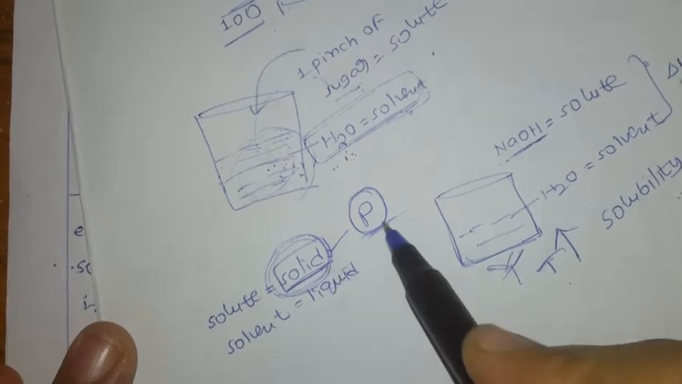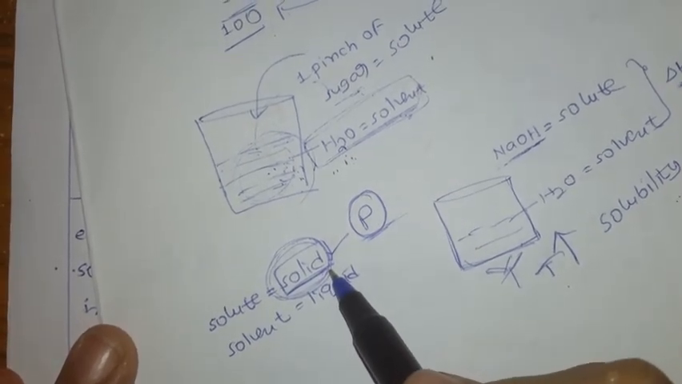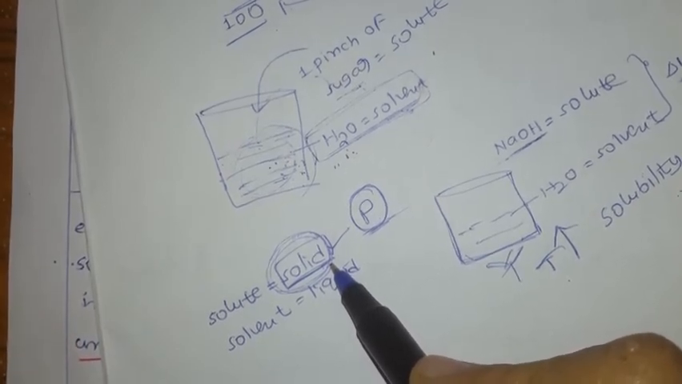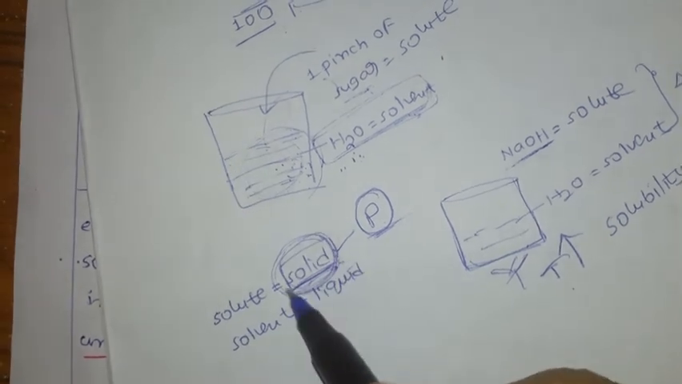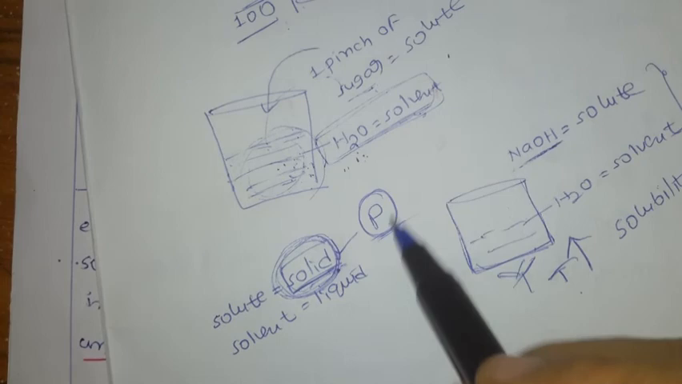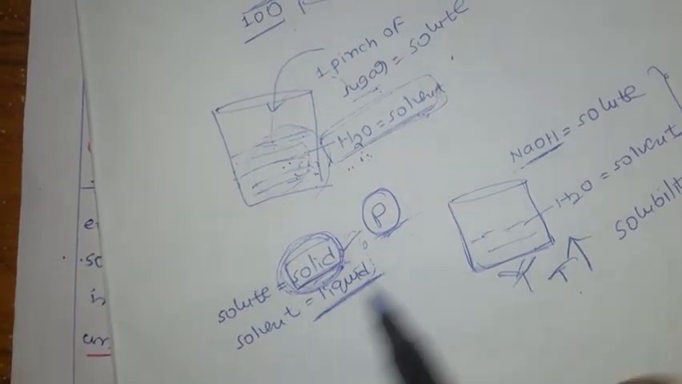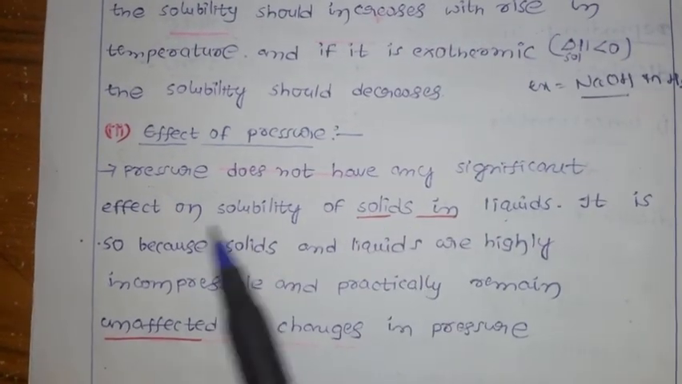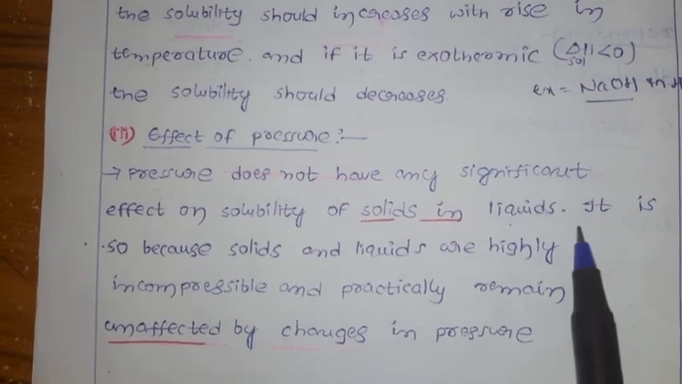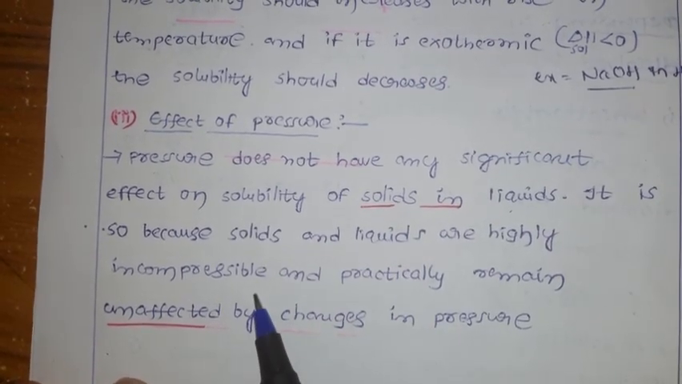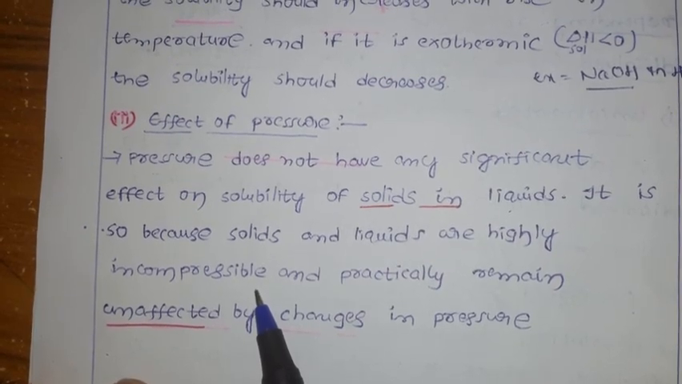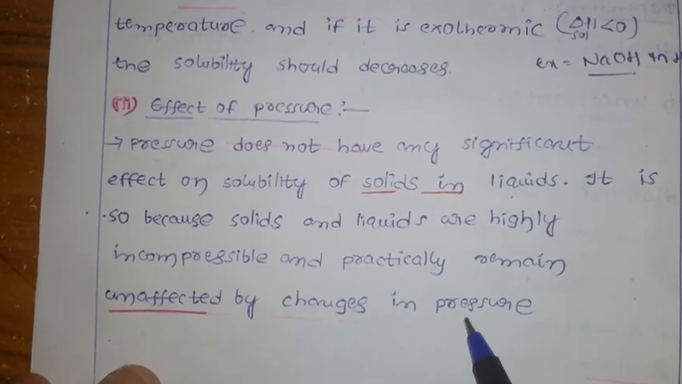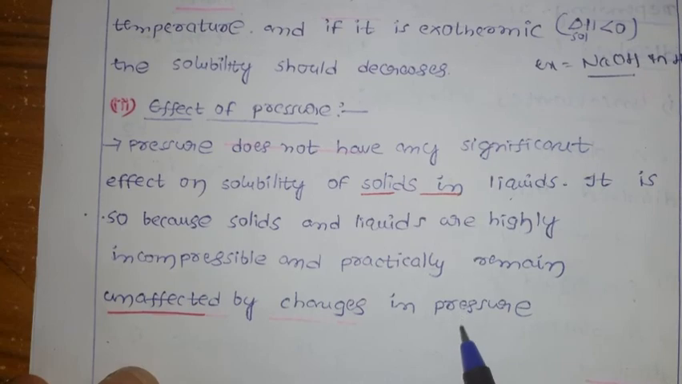Solids cannot be compressed like gases. For example, if you take sugar crystals, can you compress them? No. Whatever pressure you apply does not affect them much, unlike gases. So for that reason, solids and liquids do not show much effect of pressure. Pressure does not have any significant effect on the solubility of solids and liquids because they are highly incompressible, unlike gases, and practically remain unaffected by changes in pressure. So there is no effect of pressure on the solubility of solids in liquids.